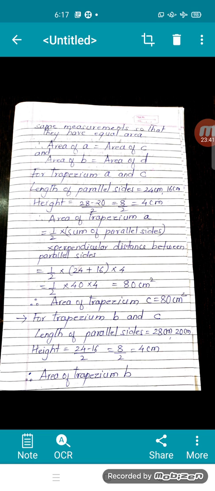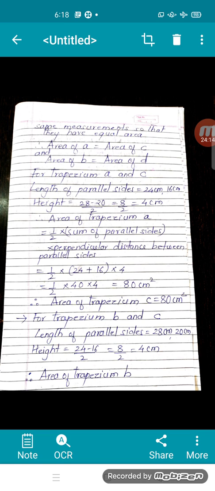For trapeziums A and C, the lengths of the parallel sides are 24 cm and 16 cm. Height will be (28 minus 20) upon 2, is equal to 6 upon 2, is equal to 4 cm. Area of trapezium A is half into the sum of parallel sides into the perpendicular distance between them. So half into (24 plus 16) into 4, half into 40 into 4, is equal to 80 cm square. So the area of trapezium C will be 80 cm square.